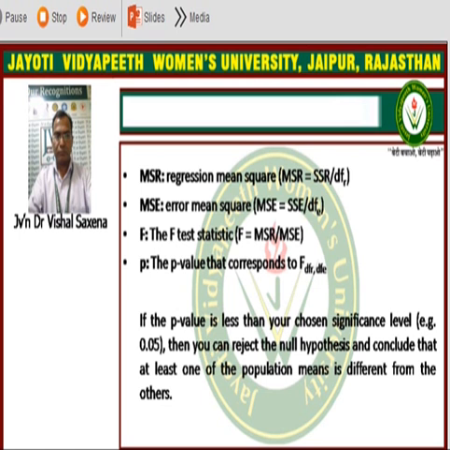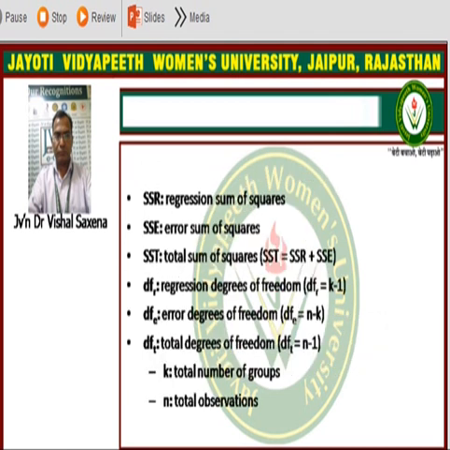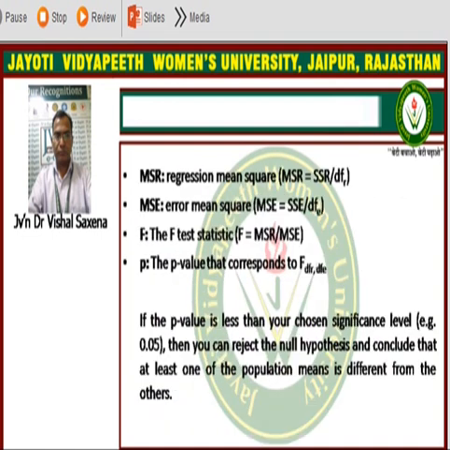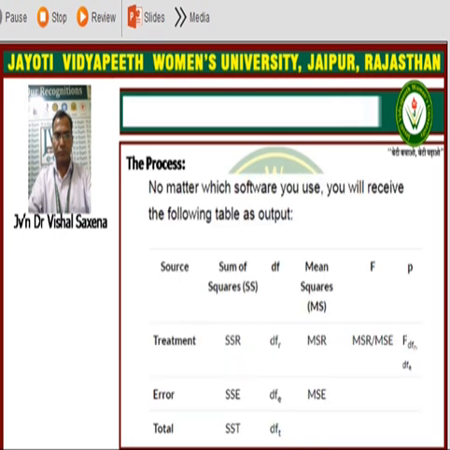Finally, the F test statistic. We said initially that the ANOVA test is applicable on the F test statistic, and it is given by MSR upon MSE, the regression mean square over the error mean square. P is the p value corresponding to the F statistic, with degrees of freedom DFR for regression and DFE for the error.